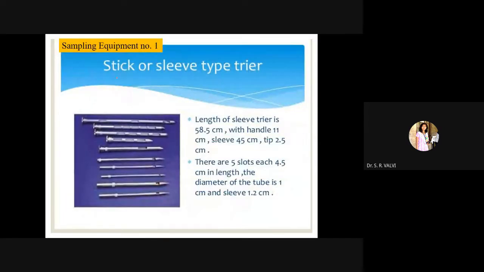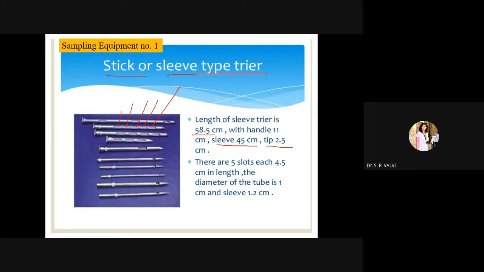Next, you can see here stick and sleeve type triers. I have given images here. You can count: this is number 1, this is 2, 3, 4, 5. According to the length and the particular seed where sampling is done, the slots are made accordingly. As I have discussed, you can see the length of the trier as well as the width of the hollow brass tube. The tip is again 2.5 centimeter. So according to the various kinds of seeds and containers, this stick and sleeve type trier has been designed.